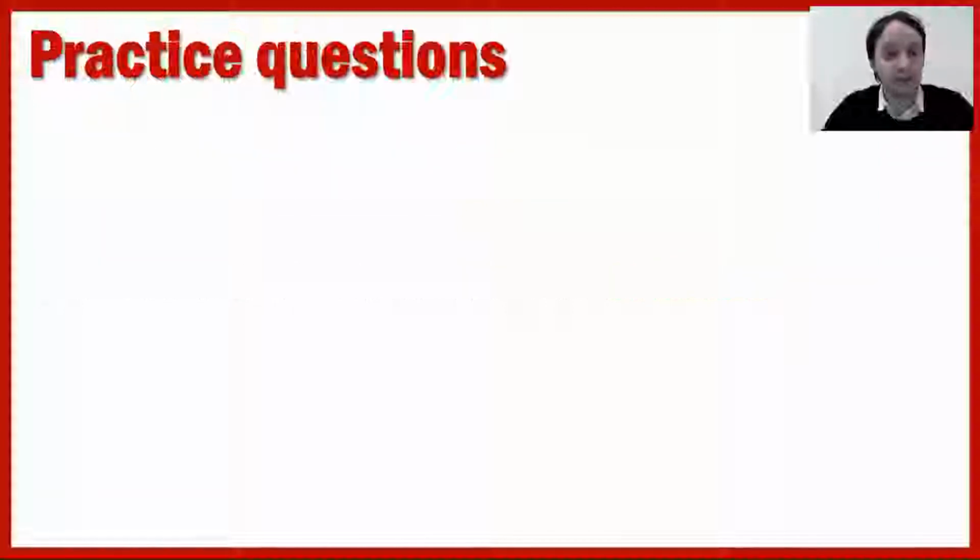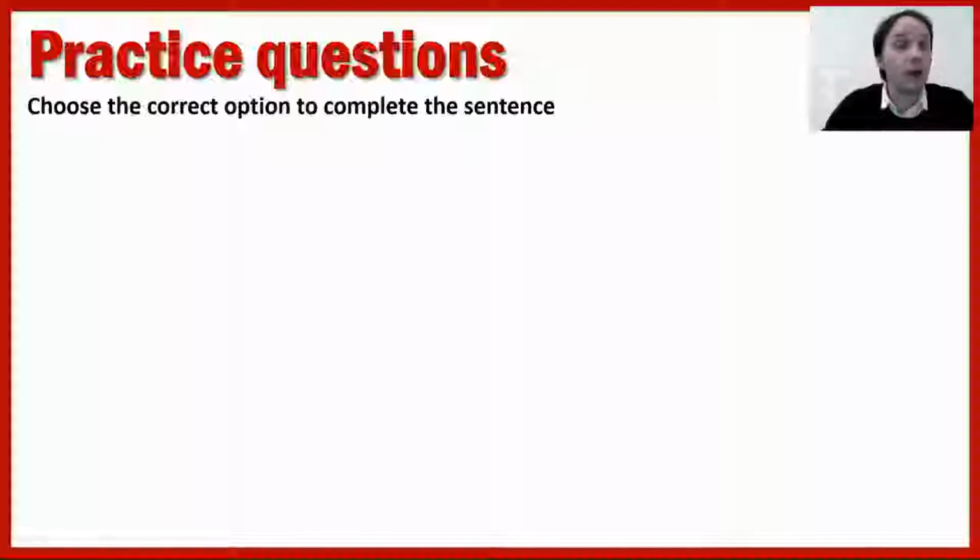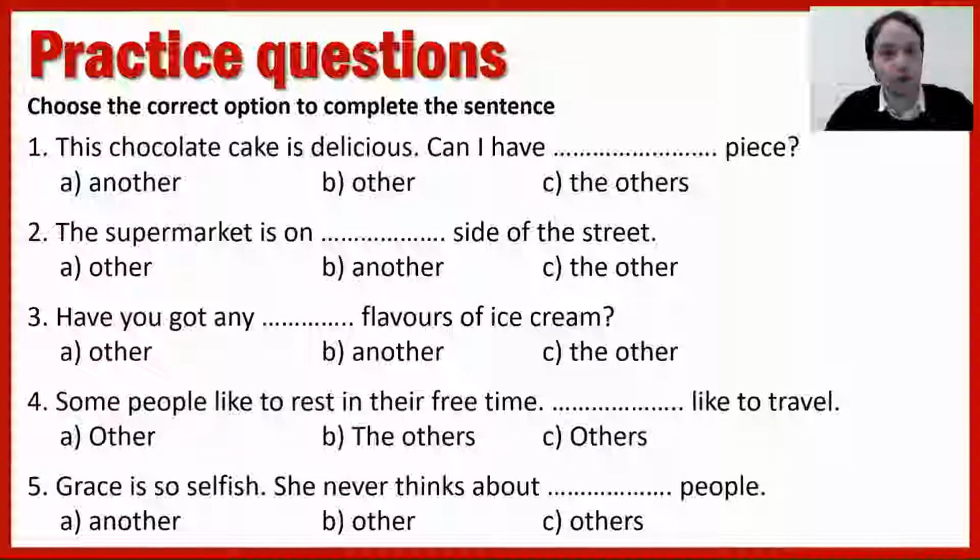So let's have a look at the questions. What we have is you need to choose the correct option. We're going to have a sentence and there's going to be a space, and then you're going to have different options to complete the sentence. So we've got 5 questions. 1, 2, 3, 4, 5. And as you can see, each sentence has a space and 3 options for you to complete the sentence.